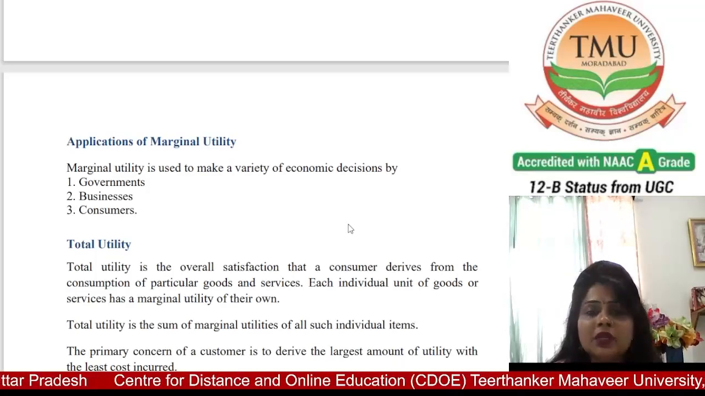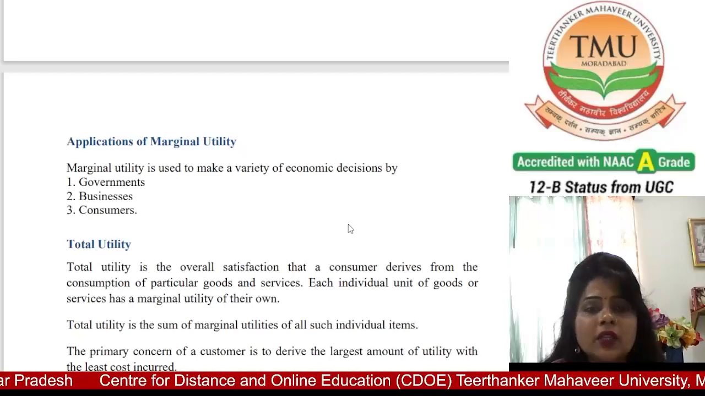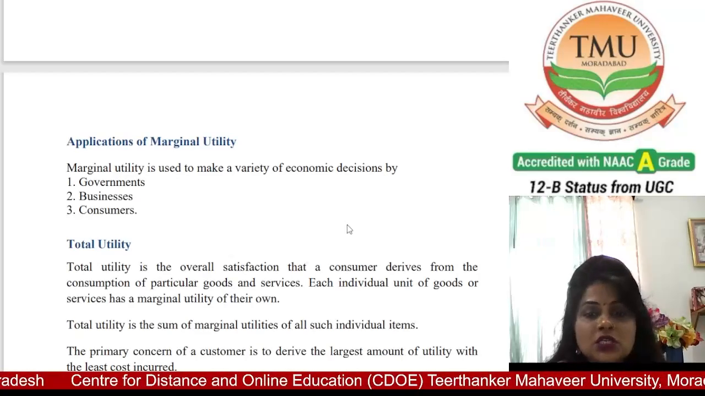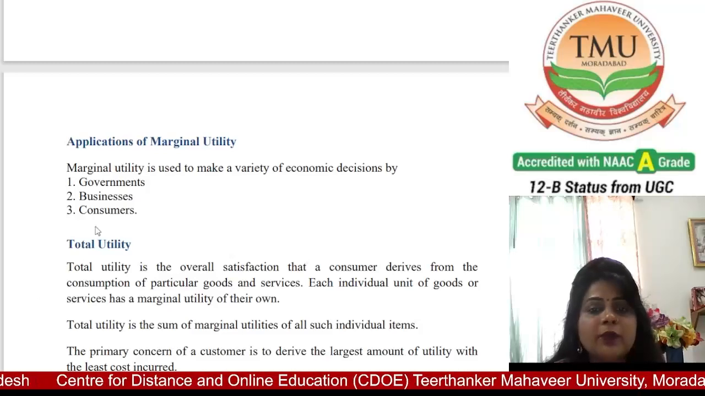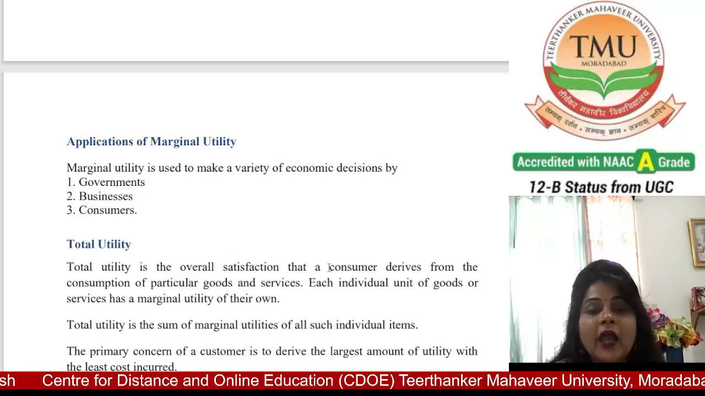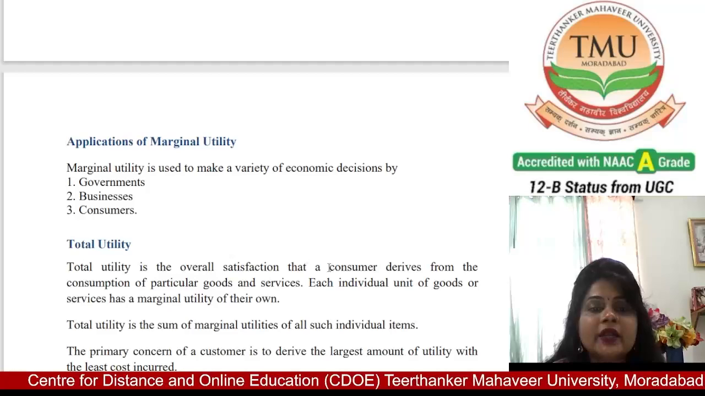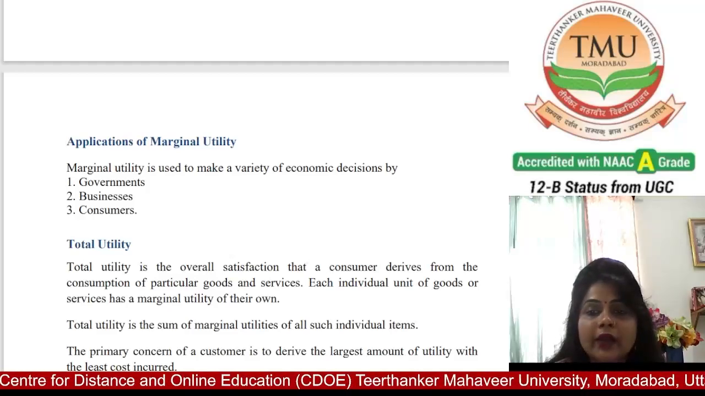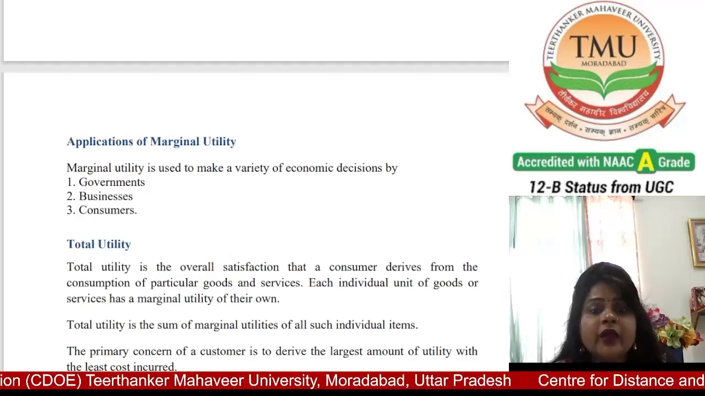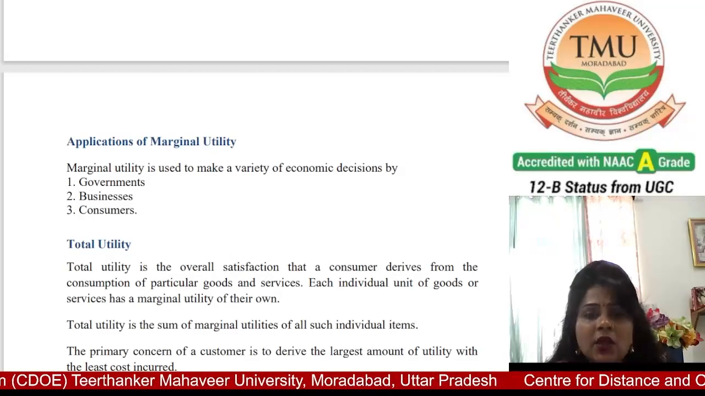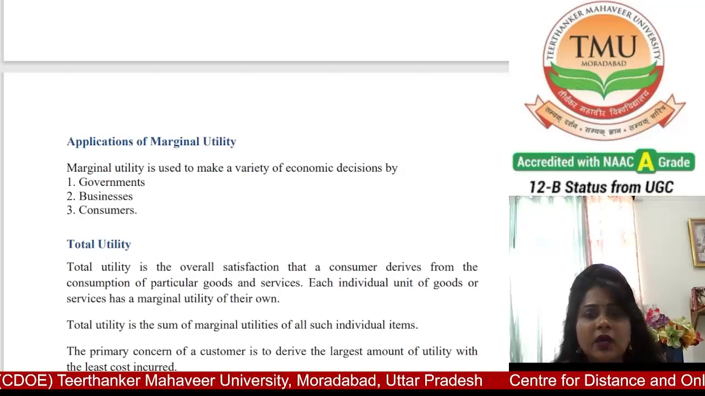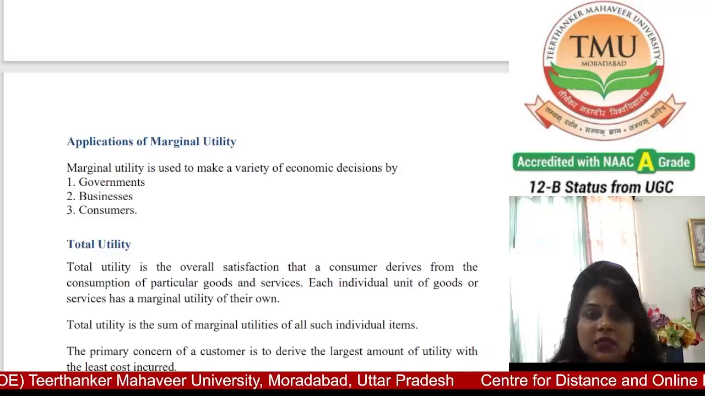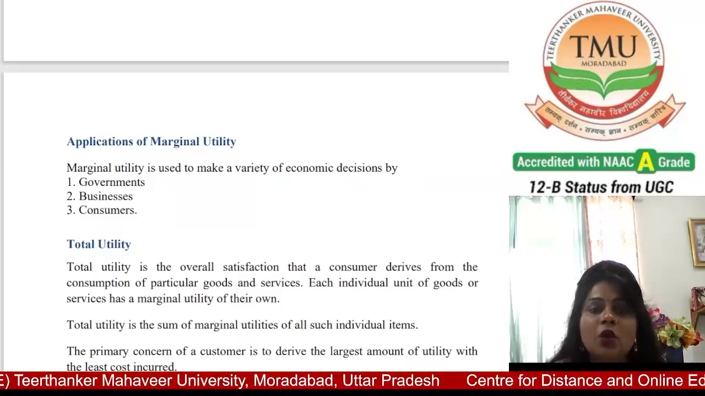First of all, government. The law of diminishing marginal utility is often used to justify progressive taxes. The idea is that higher taxes cause less loss of utility for someone with a higher income. In this case, everyone gets diminishing marginal utility from money.